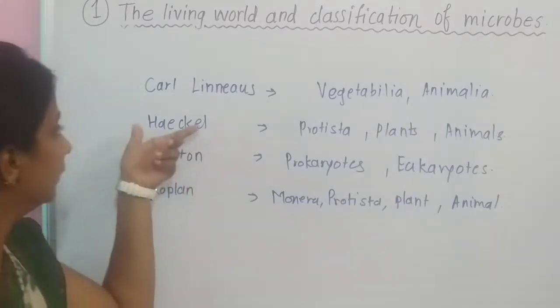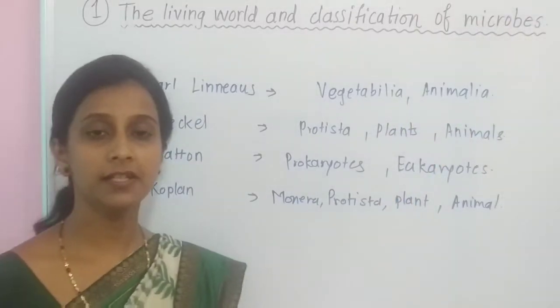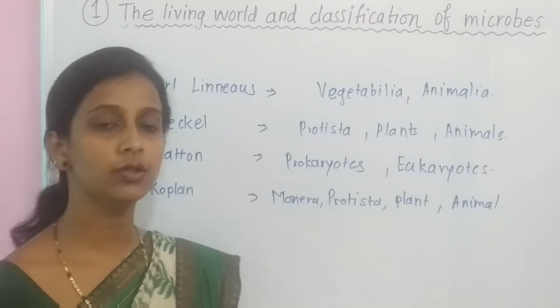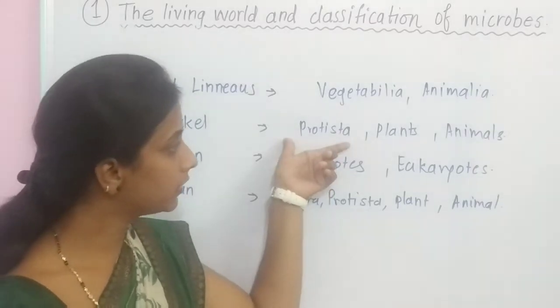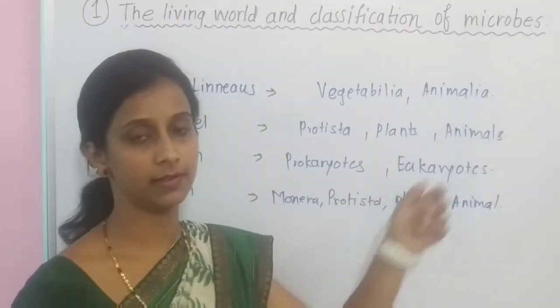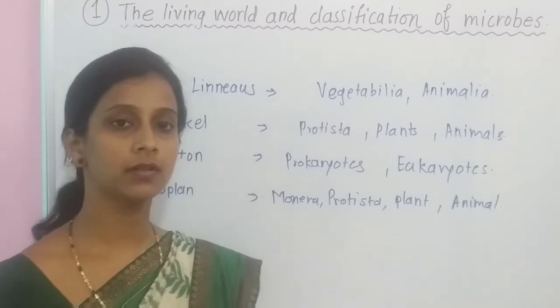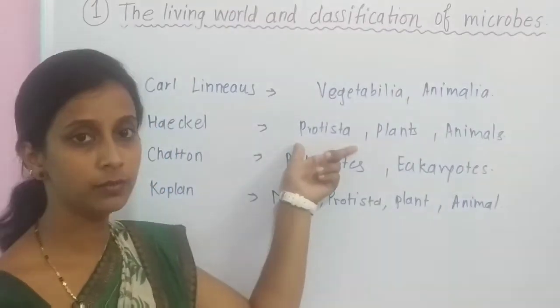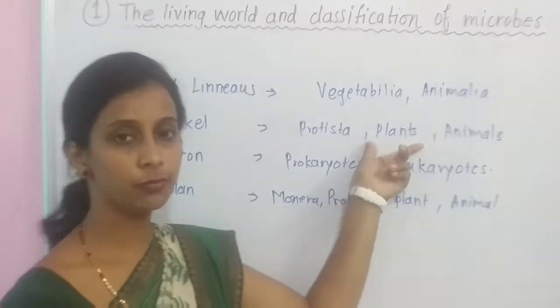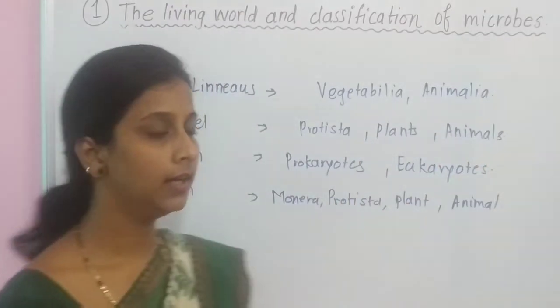Then comes Haeckel. The scientist Haeckel divided all the living organisms into three groups. These are Protista, plants and animals. Haeckel put microorganisms into the group Protista, plants into plants and animals into animals.